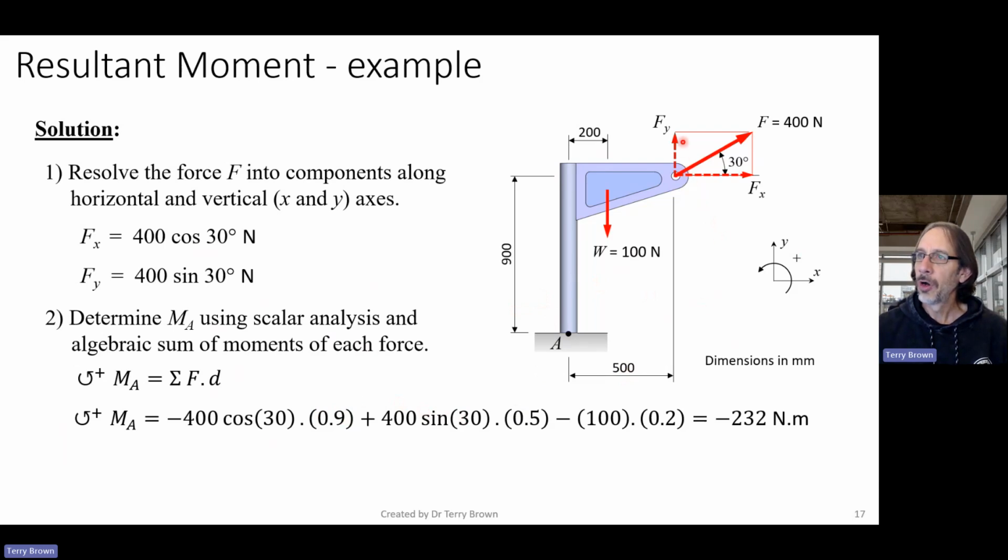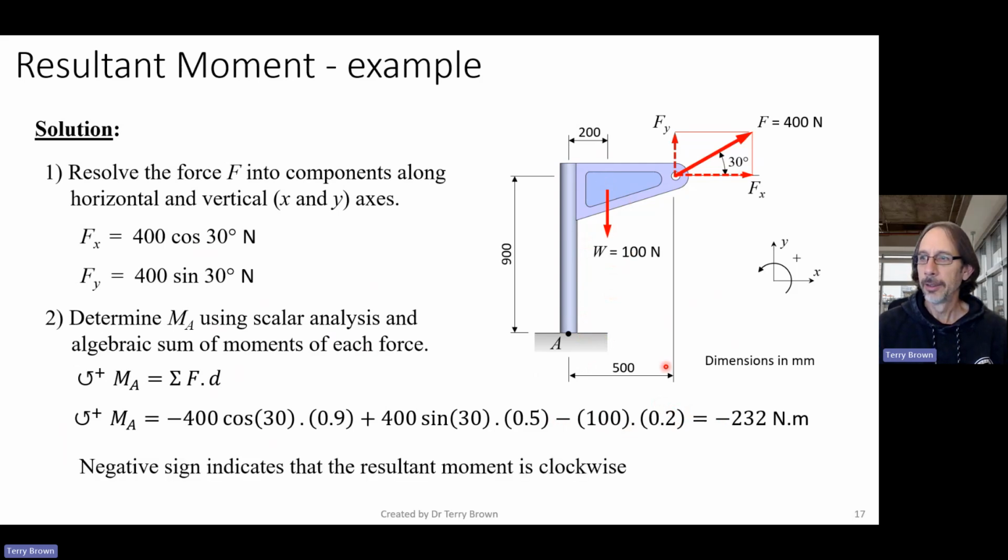Then we've got Fy acting upwards here, so tending to cause an anti-clockwise rotation about point A. So 400 sine 30 times 0.5, which is its perpendicular distance. And then we've got 100 newtons times 0.2, tending to cause a clockwise rotation about point A. So that one's negative, and we put all that into our calculators, and we get minus 232 Newton meters. Right, so that indicates that the resultant moment is clockwise.